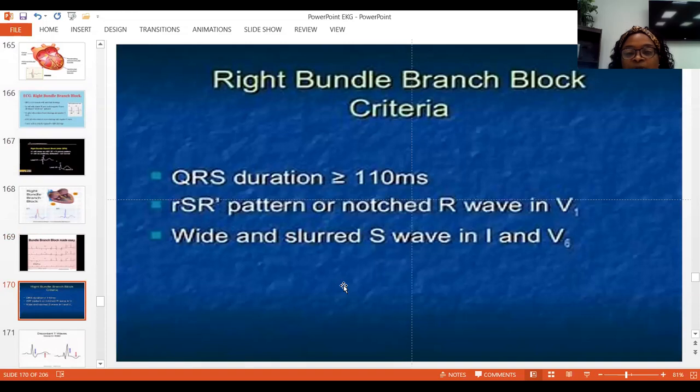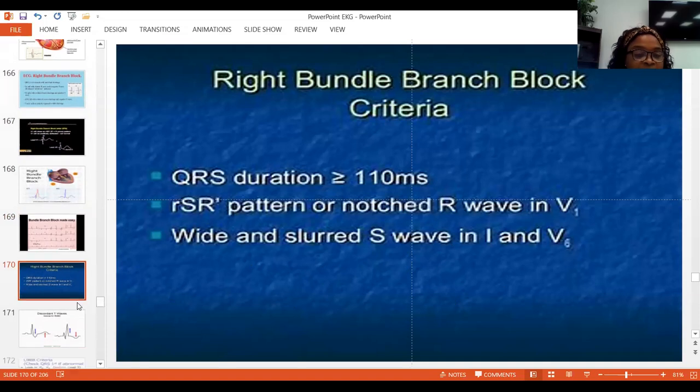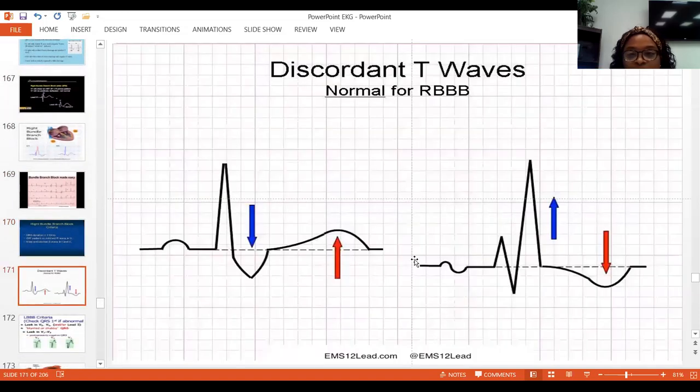Okay, so your right bundle branch block criteria, your QRS is going to be greater than or equal to 110 milliseconds. Your RSR pattern is going to look like a notched R. Remember we looked at that on the previous slide. And then you'll have, of course, the wide slurred S in V6. Here's another comparison to what's normal for a right bundle branch block.